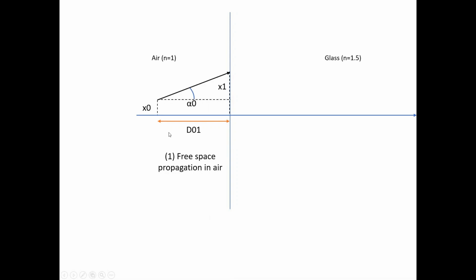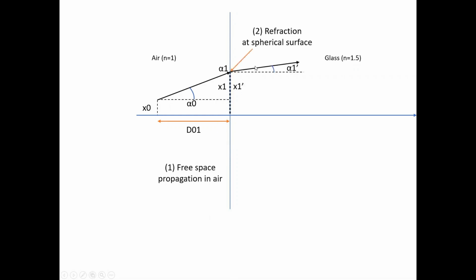So after traversing a distance of d01 in air, the ray of light arrived at this point. Now its height has changed. We can see x0 has now become x1, like it has gained some height from the optical axis. However, the light ray did not change its angle because it did not interact with any different medium up till this point. The second medium is on the right side of the vertical line, which is glass.